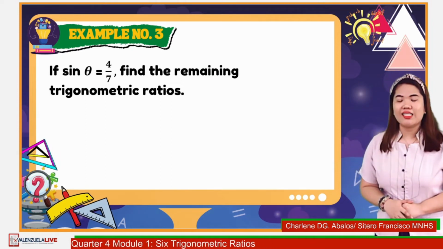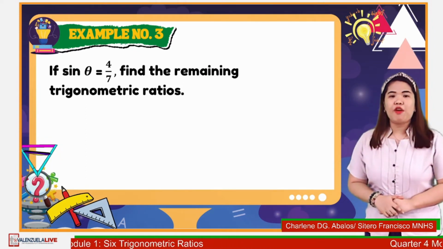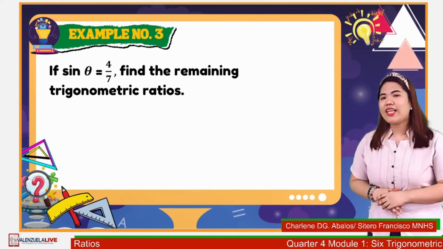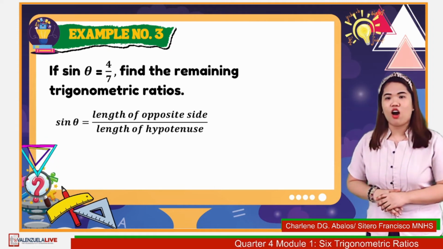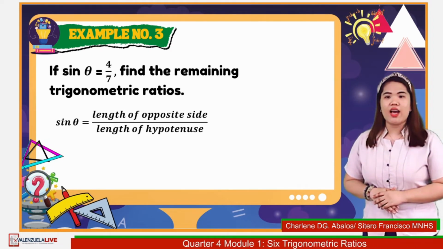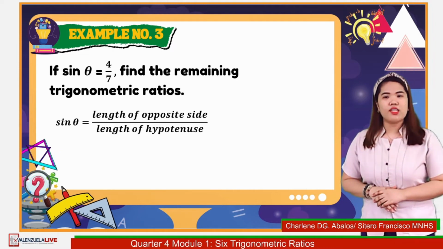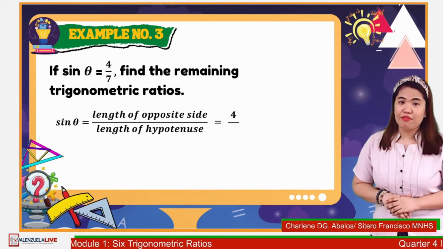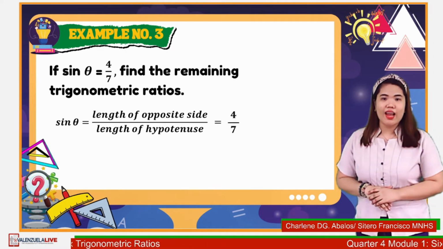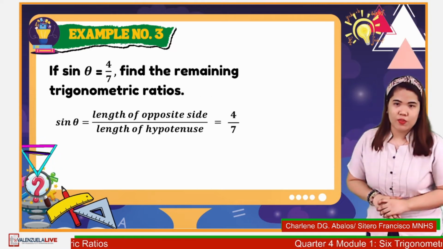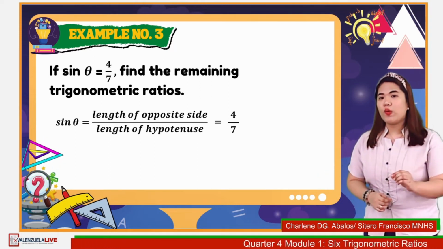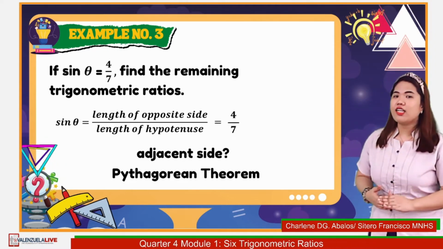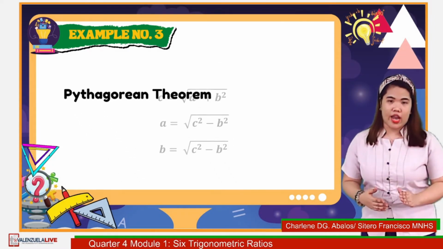If sine theta is equal to 4 over 7, find the remaining trigonometric ratios. Since sine theta is equal to the length of opposite side over the length of hypotenuse, then opposite side has a length of 4 and hypotenuse has a length of 7. The missing here is the length of adjacent side. To get the length of adjacent side, we will use the Pythagorean theorem. Adjacent side is considered as the leg of the triangle.